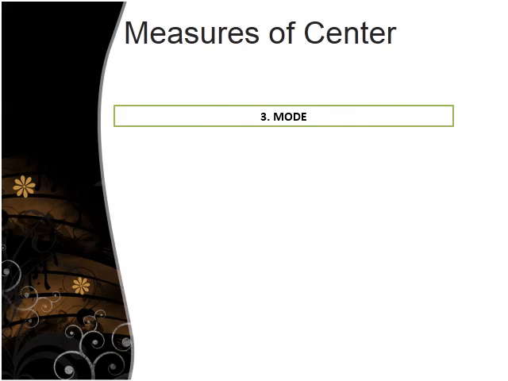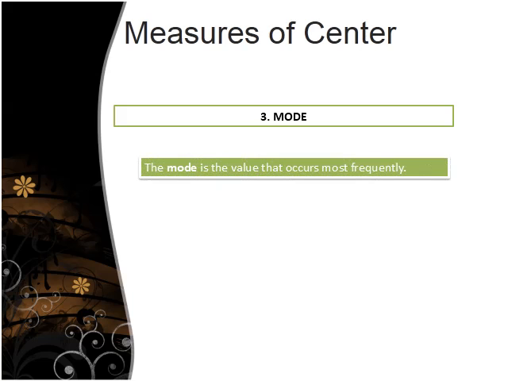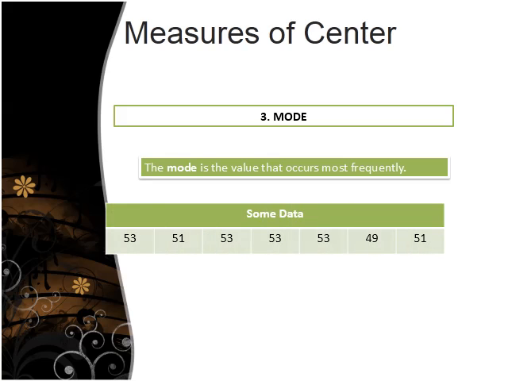The third measure of center is the mode. The mode is the value in your data that occurs most frequently. So suppose we have this as our data set. What is the mode? In other words, what is the value that occurs most frequently? So clearly 53 comes up 4 times and nothing else comes up that often. So the mode in this case is 53.